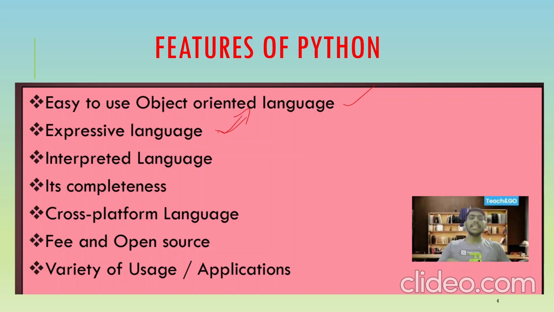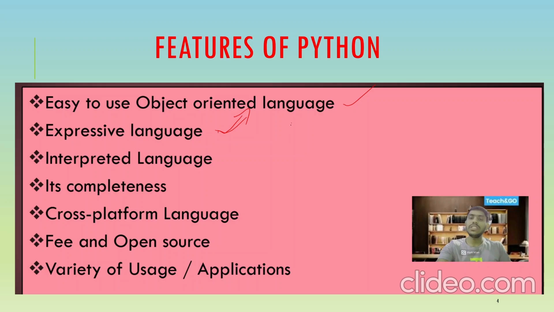So why is it an expressive language? You can see it is more capable of expressing the code's purpose than many other languages. What are the other languages we are using? As compared to the other languages, it is very expressive. How? Let's see one example.